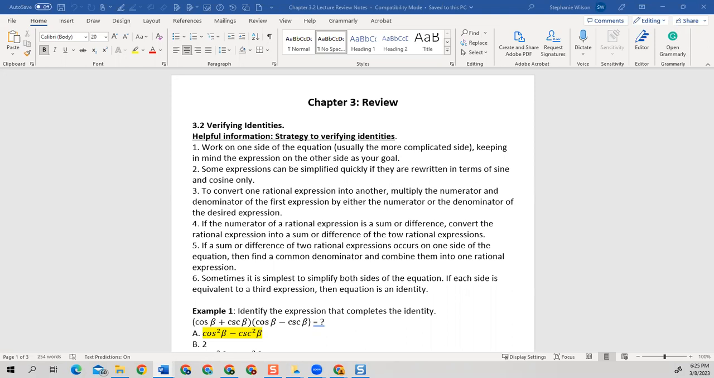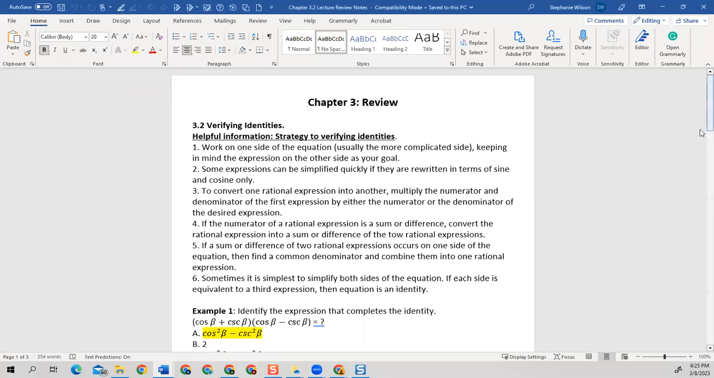Some expressions can be simplified quickly if they are rewritten in terms of sine and cosine only. To convert one rational expression to another, we're going to multiply the numerator and denominator of the first expression by the same factor. What that is talking about is our basic math that we've been doing whenever we simplify our fractions. I'll let y'all read the rest of that.